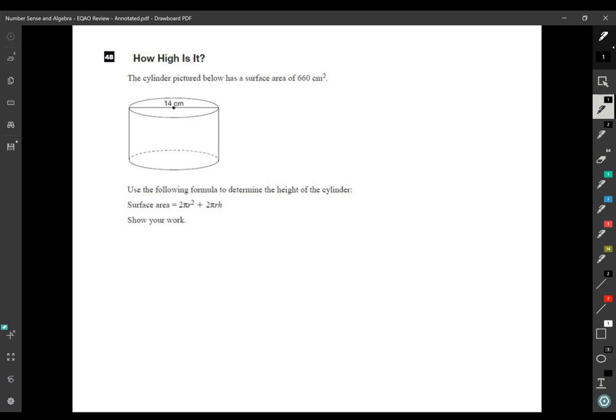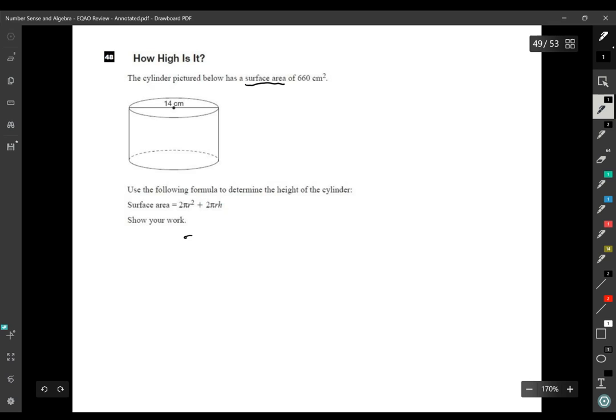Okay, we're on question 48. How high is it? The cylinder pictured below has a surface area of 660 centimeters squared. Use the following formula to determine the height of the cylinder. Okay, so you can see the equation is given to us.